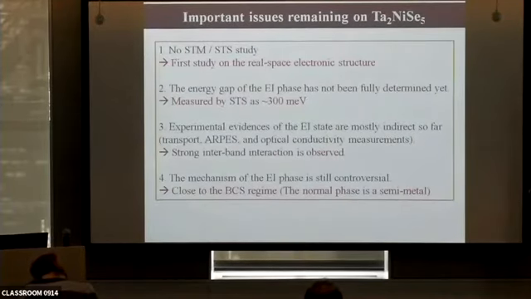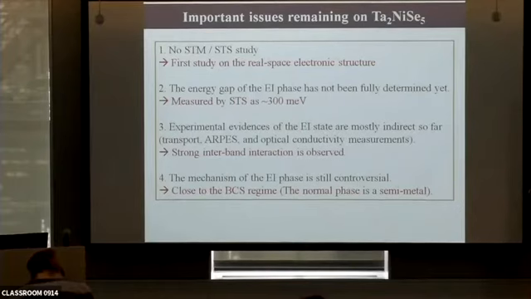Several important issues remain in this sample. First, there is no scanning tunneling microscopy and spectroscopy study. So for the first time, we studied the real space electronic structure by using STM and STS measurements. Second, the energy gap of the excitonic insulating band has not been fully determined yet. We used STM and STS, and we measured the energy gap to be about 300 meV.